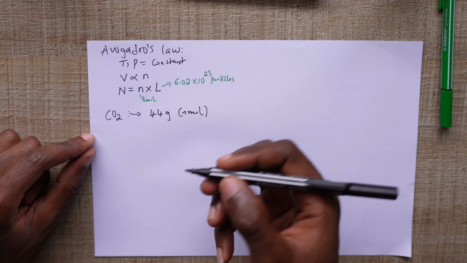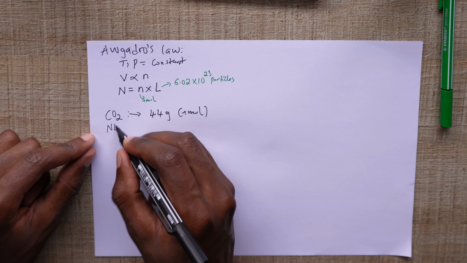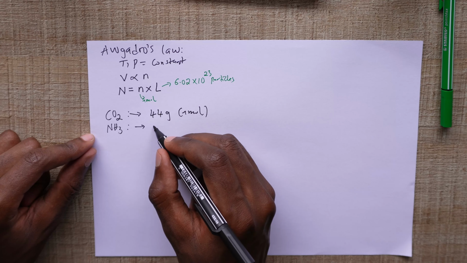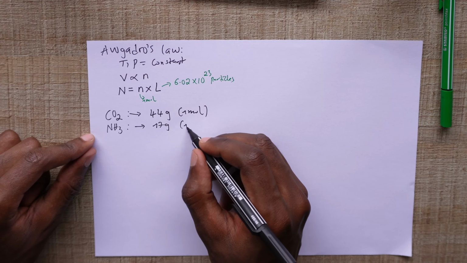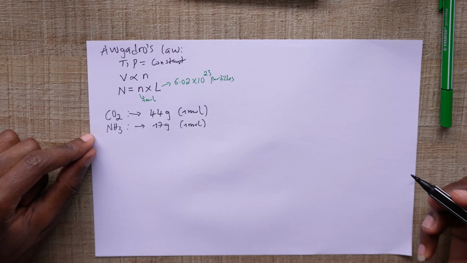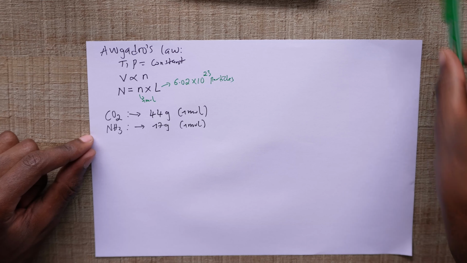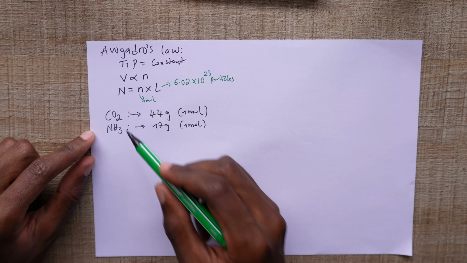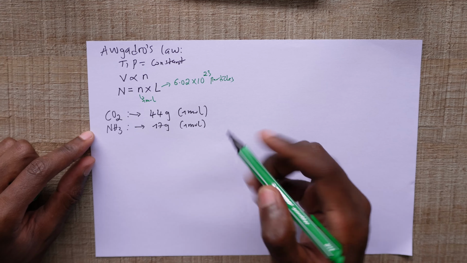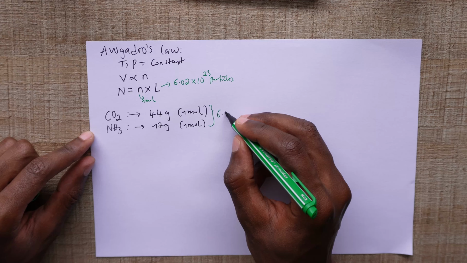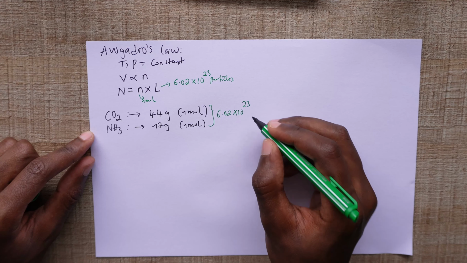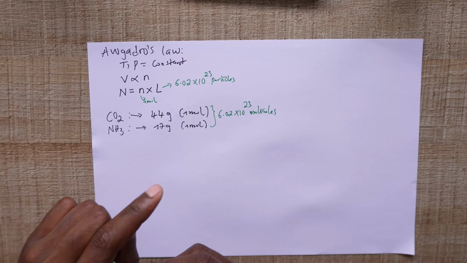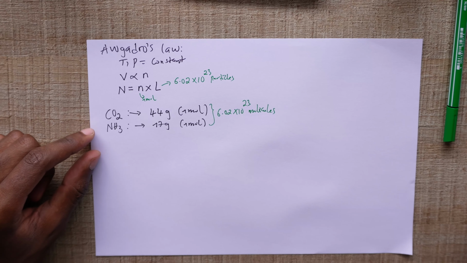And let's say you have another gas, like ammonia. 1 mole of ammonia contains around 17 grams. So this law states basically that if these two gases are held at the same temperature and pressure, then an equal volume of the two is going to contain 6.02 times 10 to the 23 molecules in this case, because these are molecules. So this law is really, really powerful.